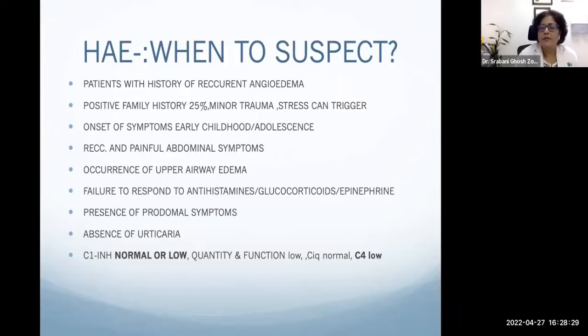So when to suspect hereditary angioedema? If the patient has a history of recurrent angioedema, family history, onset in early childhood, complaints of recurrent painful abdominal symptoms, upper airway edema, failure to respond to glucocorticoids, antihistamines, epinephrine, presence of prodromal symptoms, absence of urticaria, all this will point towards hereditary angioedema. And C1 esterase can be normal or low, but the C4 level will always be low.